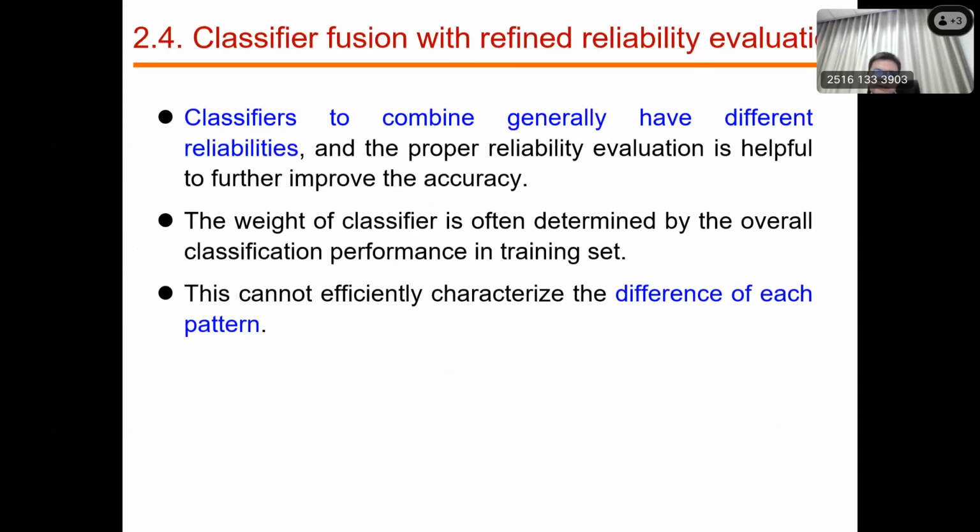This is the traditional way. But if we do this, we cannot efficiently calculate the difference of each pattern. This just measures the reliability of the whole classifier. It cannot calculate the reliability for each pattern. For example, maybe this classifier is very effective for some patterns, but for other patterns the accuracy is not very high. So if we use the traditional method, just the overall classification performance, to measure the reliability, maybe this is not a very good solution.